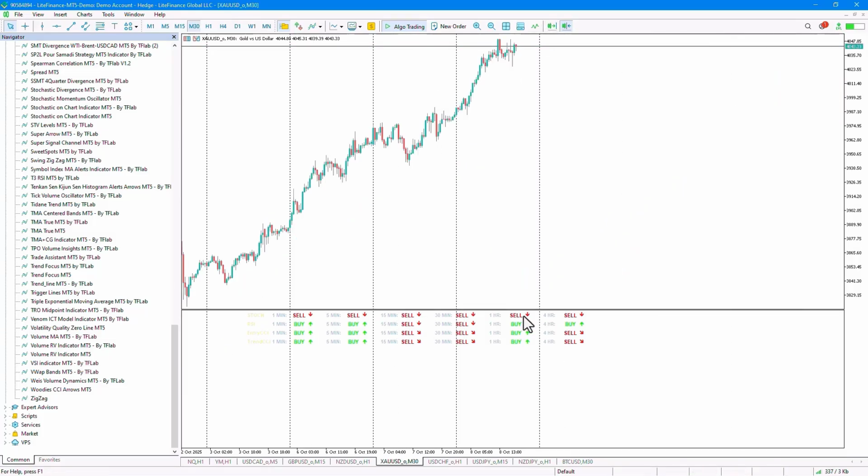And once everything is loaded, we can identify the main market trend according to the specific time frame we're currently in, and then enter our trading positions based on the clear signals.